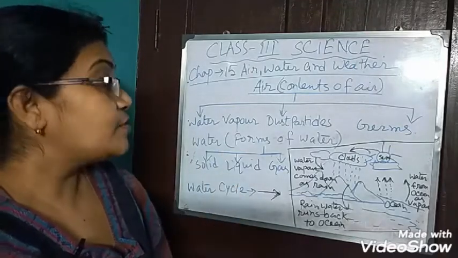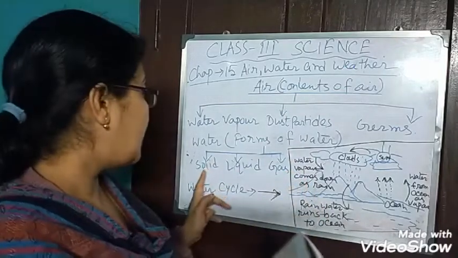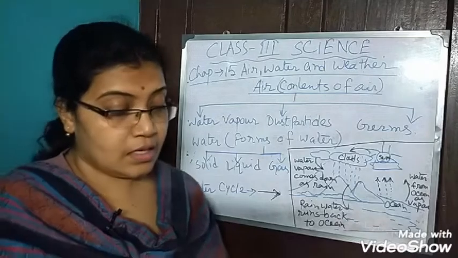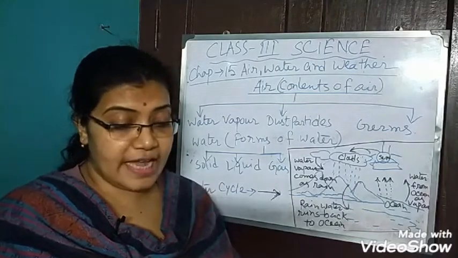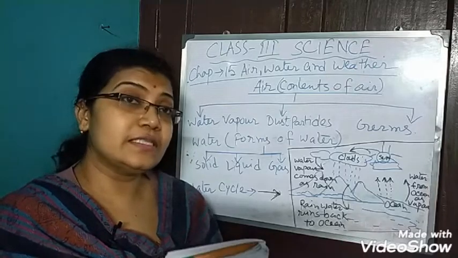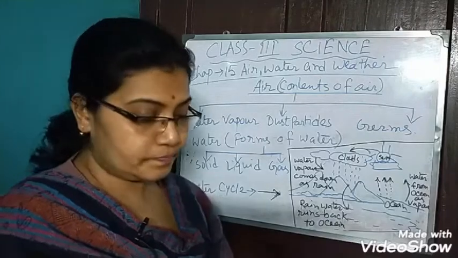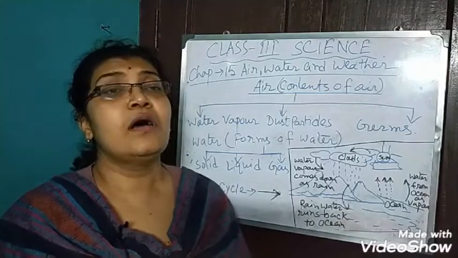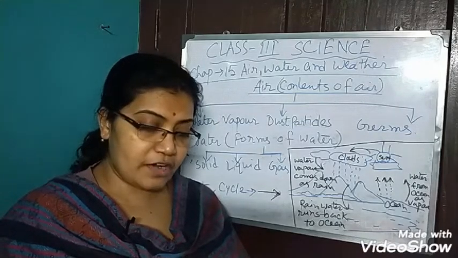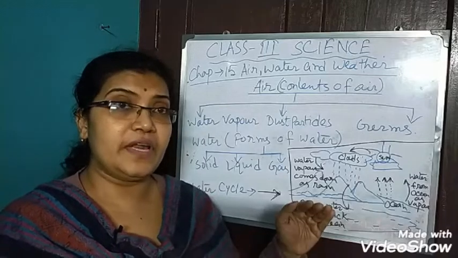Forms of water. Our next point is forms of water. Water has three forms: solid, liquid and gas. The water in the ocean, lakes, ponds and wells is in the form of liquid. Yes, we are drinking water, that is also the liquid form. And the lakes, ponds, oceans, seas, all the water is in the liquid form. The water vapor present in the air is in the form of gas.